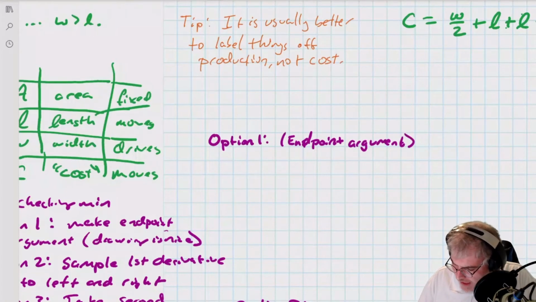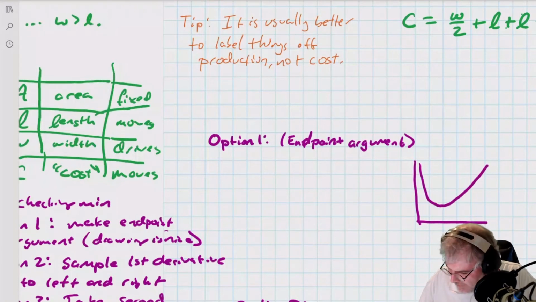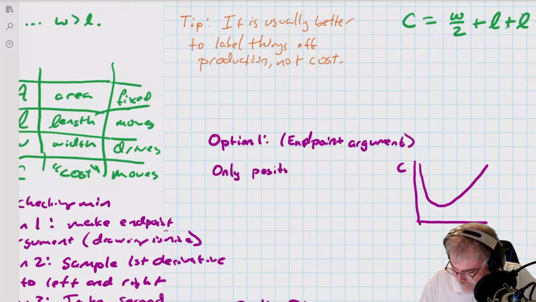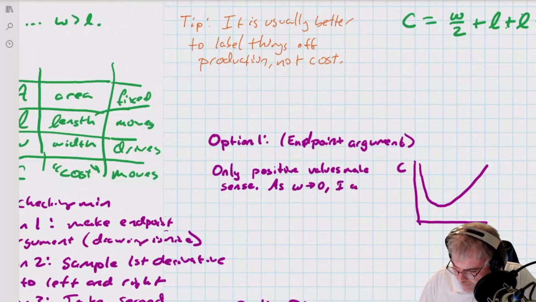Okay, I draw me a little graph here. I do this, and I do something like that. I put W down here. I put C. I say only positive values make sense. As W goes to 0, I would need infinity length. So cost goes to infinity, and as W goes to infinity, C also goes to infinity.